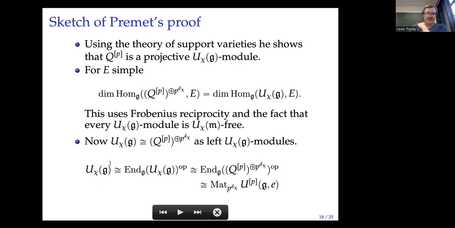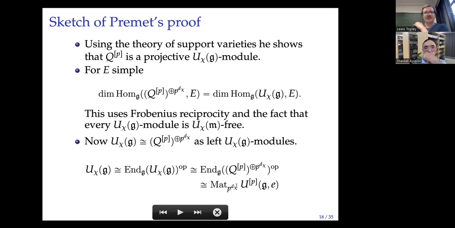And now I can give a fairly short argument to explain why this isomorphism holds. If you take any associative algebra, then the endomorphisms of it as a left module are precisely the algebra acting on itself on the right. So that tells us that the algebra is isomorphic to the opposite endomorphism ring of its left regular module. And now we've got the isomorphism between UKG and this thing here. Because we're taking endomorphisms of a certain number of copies of a module, we see that this is just matrices over this restricted finite W-algebra.